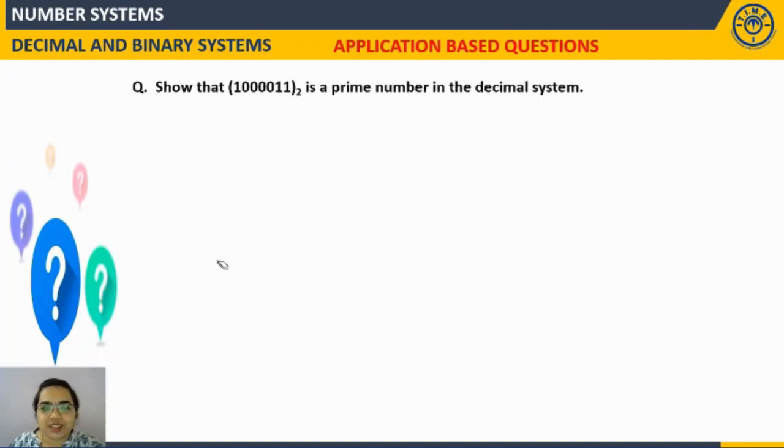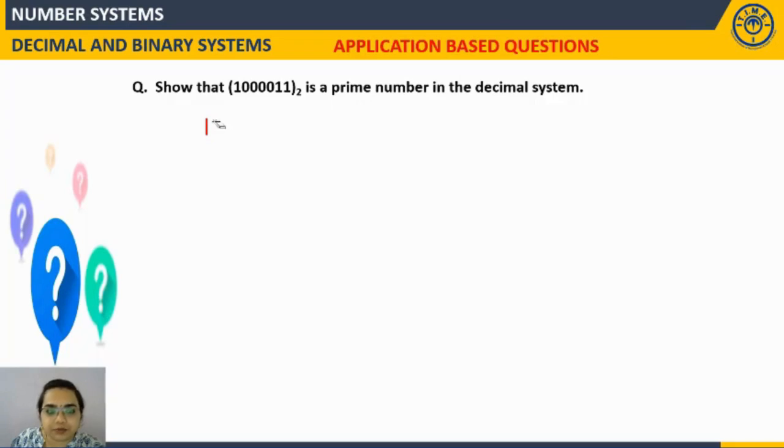Show that 1000011 to the base 2 is a prime number in the decimal system. Alright, what is the given number? It is given in binary. What are you supposed to do? You need to convert it into the decimal system, and then you will check if it is a prime number or not. Alright, so let us just convert it once.